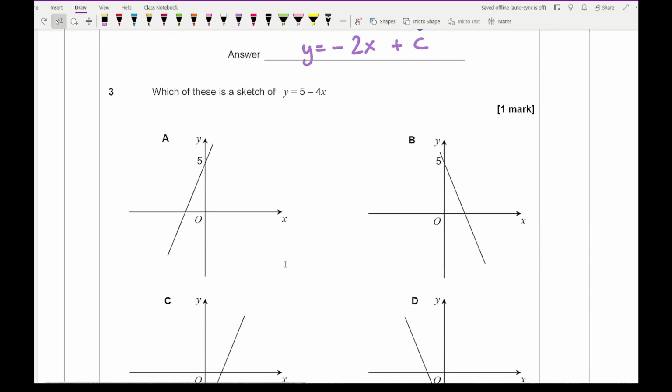Then moving on to question 3, it says which of these is a sketch of y equals 5 minus 4x. For this particular equation, I'm looking for a y-intercept of 5.